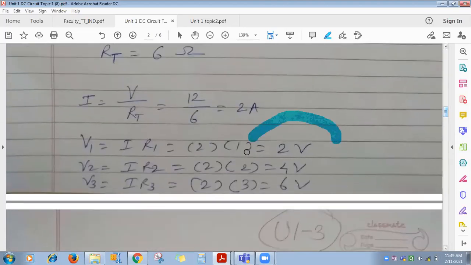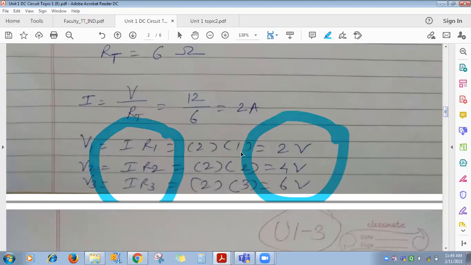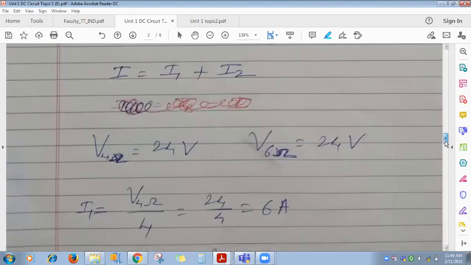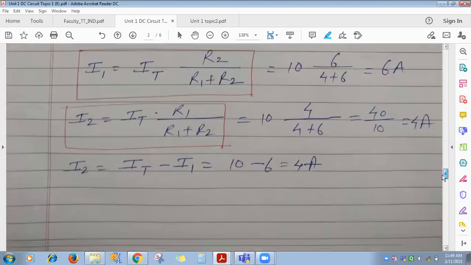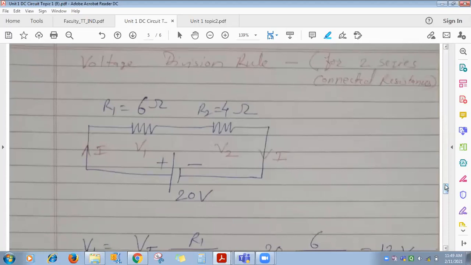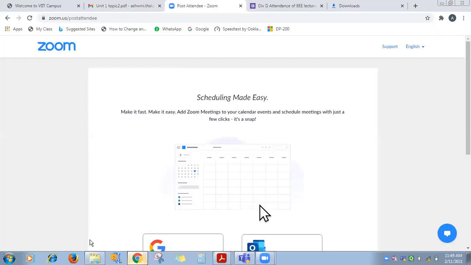Whatever 2, 4 and 6 volt you found, we used Ohm's law. We found the total current and R equivalent first, then using that total current and IR1, IR2 and IR3, we found the voltage drop across each resistance. Rather than this, you can apply the voltage division rule also, but you can apply the voltage division rule only for series connected resistances. Observe this circuit, everyone. Till then I'll post the attendance link.